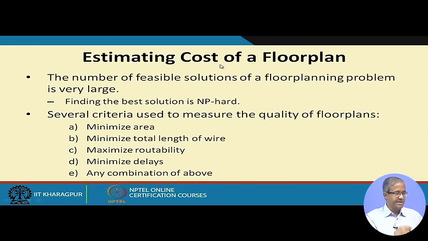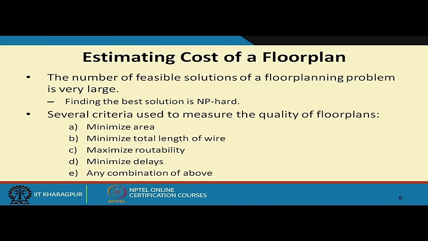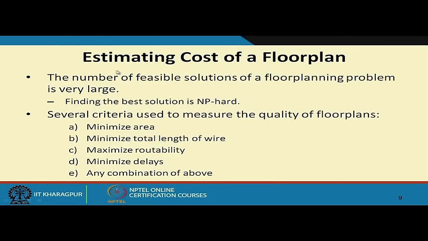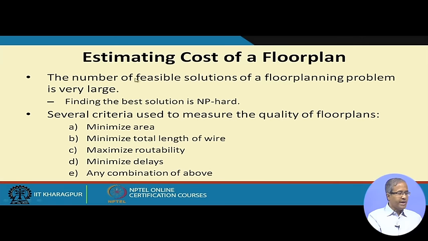Now, I had said that when you have a number of alternate floor plans to compare, you should be able to just evaluate them with respect to some cost. So, let us see how we can evaluate the cost. This is required, as I had said, because the number of feasible solutions of our floor planning problem can be very large, and determining the best solution has been proved to be computationally complex, NP hard.